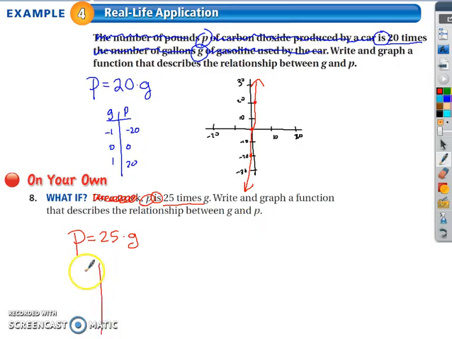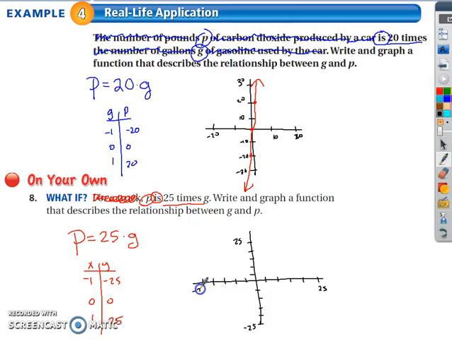We'll create our chart so we can graph X and Y. I'll go negative 1, 0, 1 again. So I get negative 25, 0, and positive 25. And sketching a graph, I'll count by 5s, 5, 10, 15, 20, 25, in each direction.